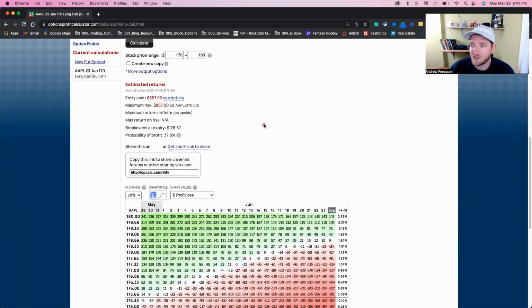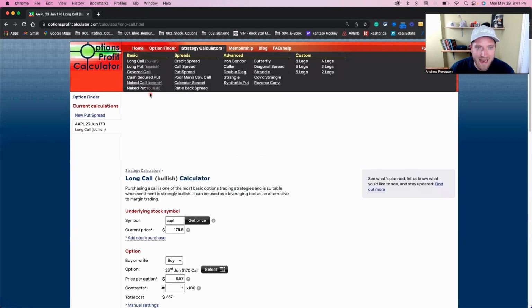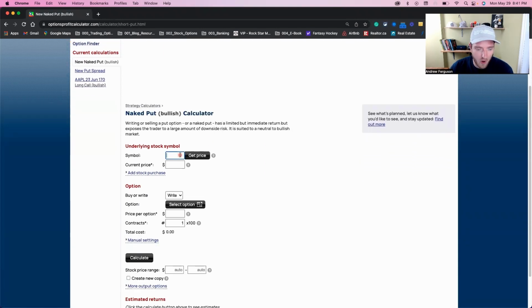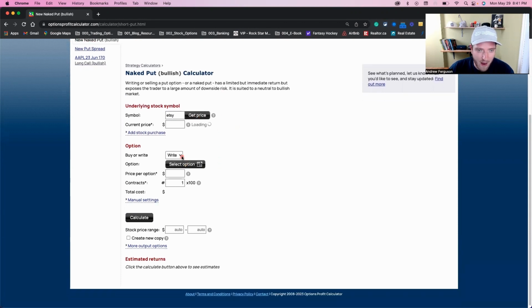So let's go back up. Let's look at one more strategy here real quick. Let's go at naked puts. Let's say we want to sell a naked put contract. Instead of buying, we're going to sell this time. We're going to do it on Etsy, just because that's the first thing that pops in my mind. So Etsy, assuming you have an idea of where you want to sell a put contract at, you can get the price right here. It's going to load in there in a second. And we're going to be selling. We're going to be writing.